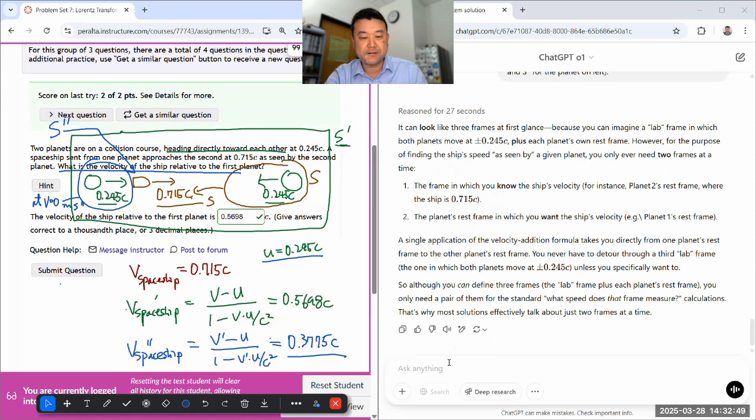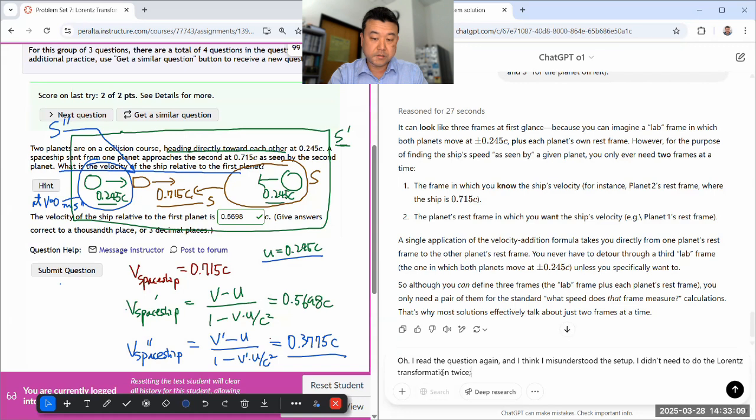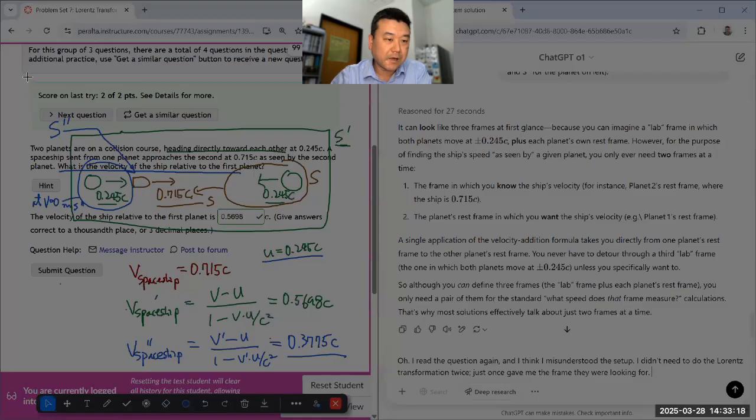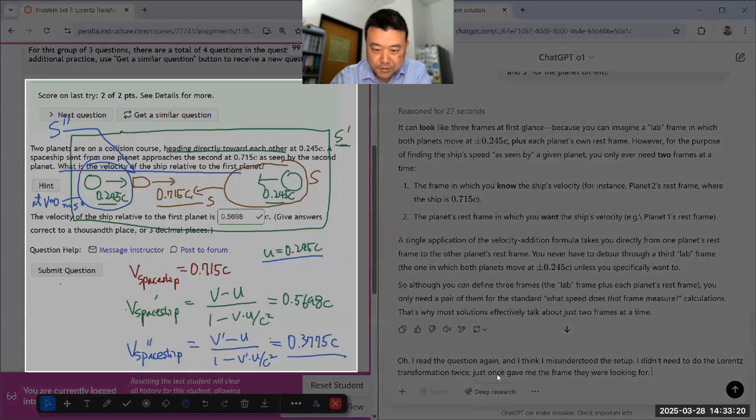So I'll just say, I read the question again, and I think I misunderstood the setup. I didn't need to do the Lorentz transformation twice, just once. I'll do that and then move on. There are other more interesting questions.